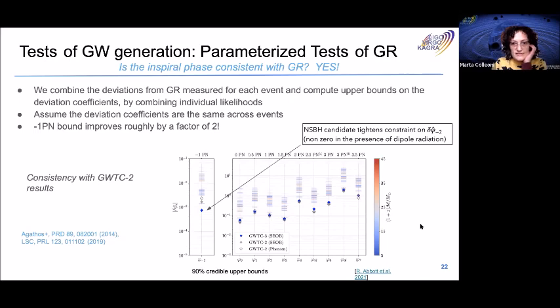We can see that there is an overall consistency with previous results, although there is a marked improvement in the bound on the -1 PN term, which is mainly driven by the inclusion of a neutron star black hole candidate. This is a very long signal that helps tightening the constraint at this order.